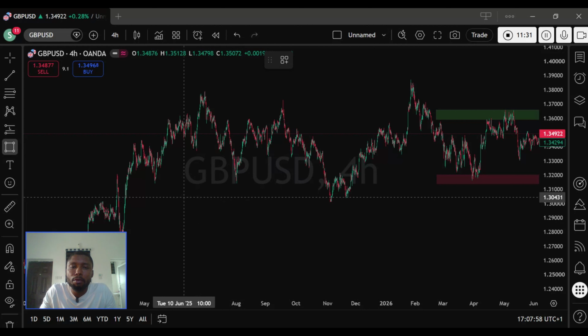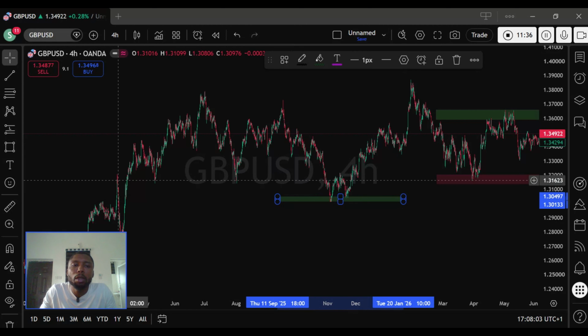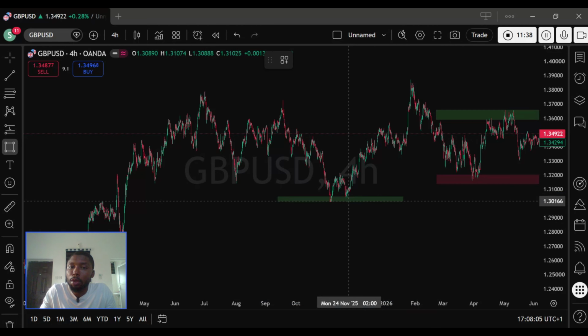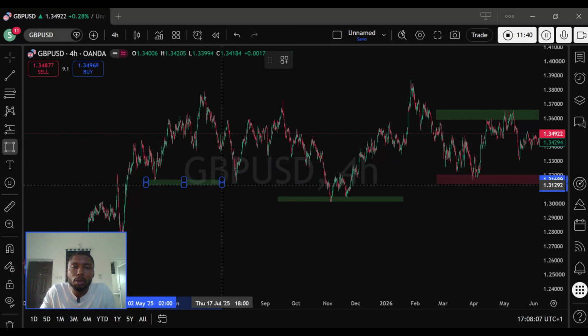We also have a resistance level here. This is a resistance level. This is also, sorry, a support level. This is also a support level.